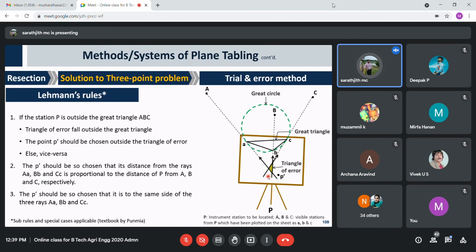Okay. Likewise, if you keep doing this for a couple of iterations, by trial and error method, you will have a triangle of error much smaller, almost equal to a point. So that particular point you can choose as your point on the drawing sheet.